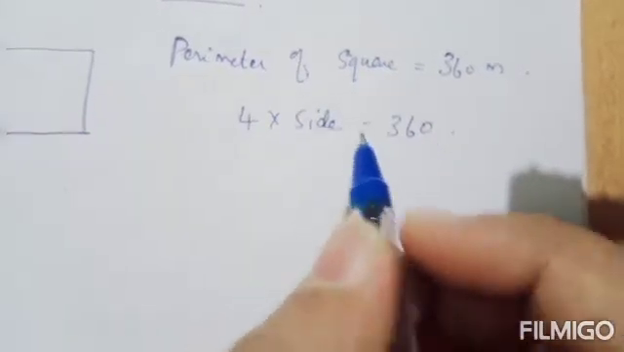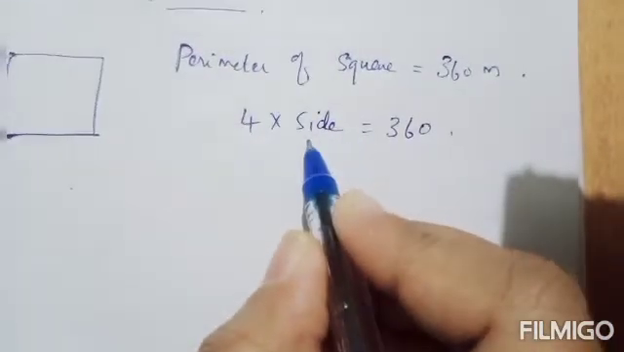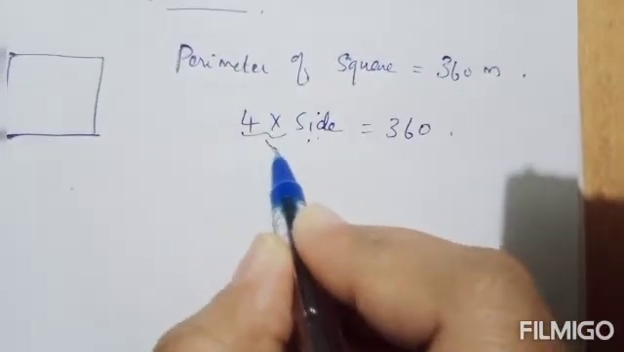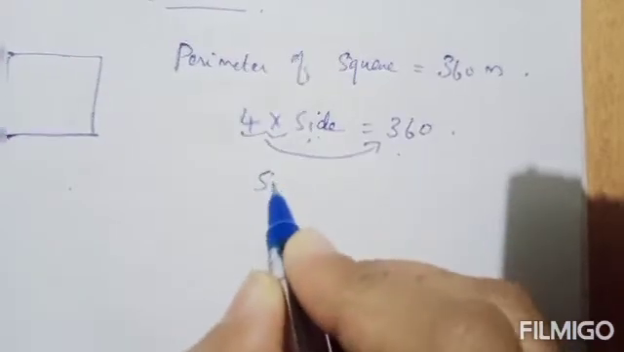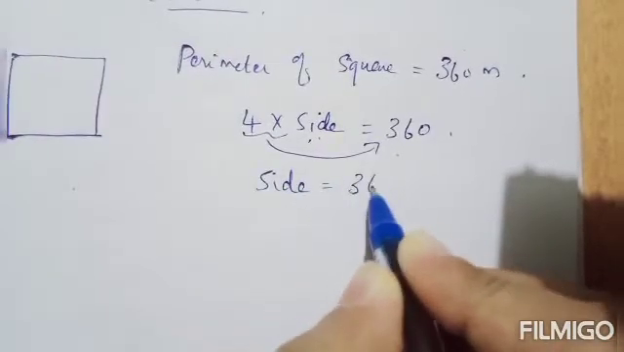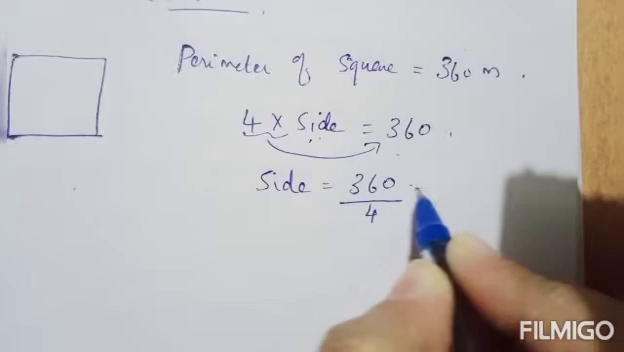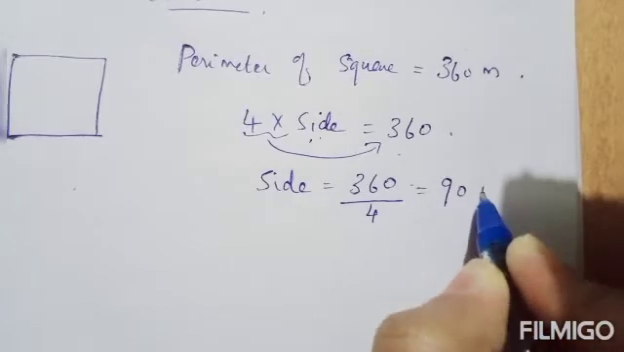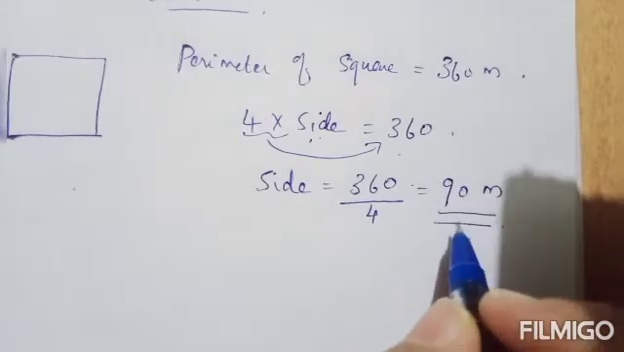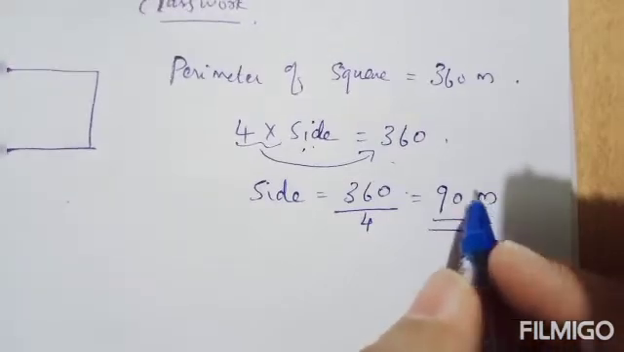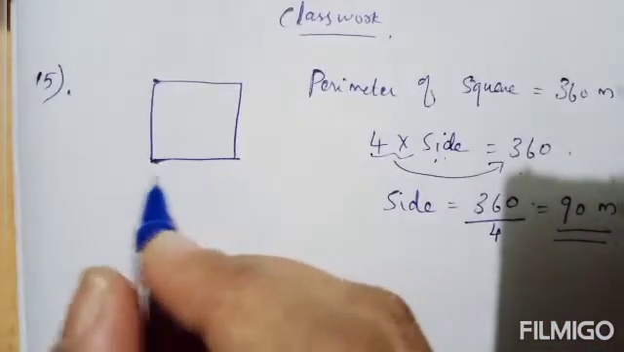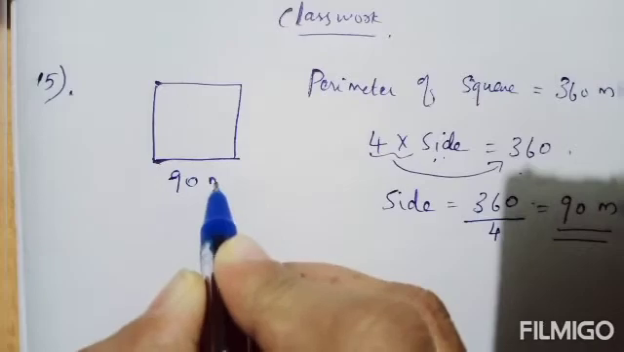Okay. Now from this we can find the side. This multiplication by 4 we can take to the other side. So what will be the side? Side equal to 360 by 4. You will get 90 meter. Okay, so this is the side of the square. Side of this square plot is 90 meter.